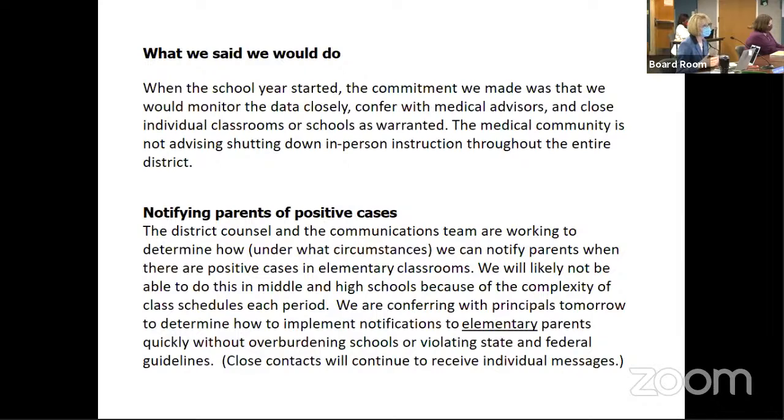Or if you're in a school where a group of students stays together for the most part all day long, that's not a difficult notification. Again, we're meeting with principals in the morning about how we can figure this out.